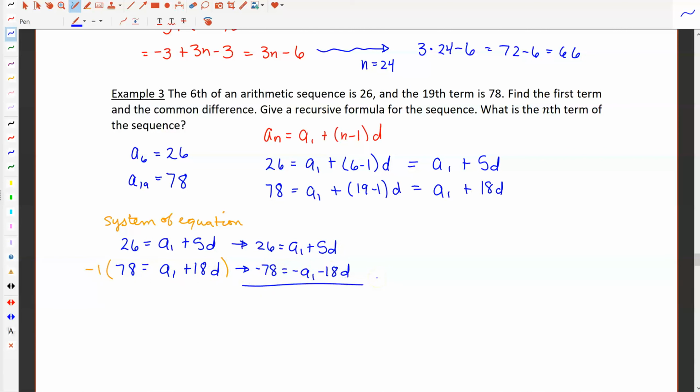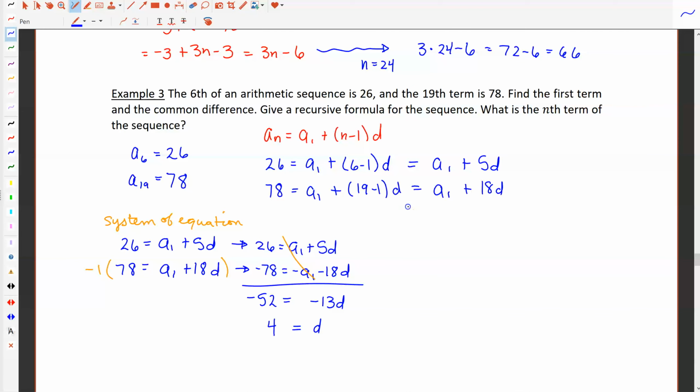All right, and the reason why I want to do that is now if I add in my columns going down, I'll get negative 52 is equal to, and this is why I wanted to do that, the a sub 1s are going to cancel, and then I will end up with, over here, what is it, negative 13d? Divide both sides by -13, I get d is equal to 4.